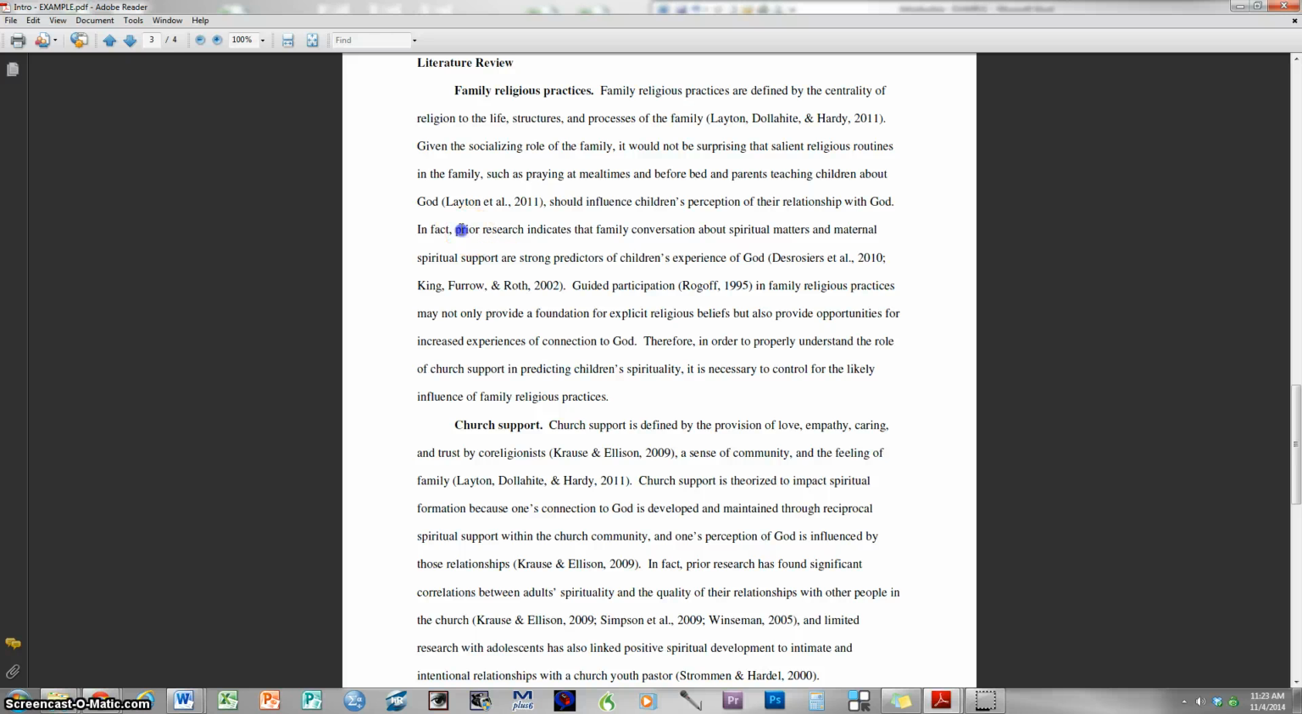Prior research indicates family conversation about God as a strong predictor of children's experience of God. So we have two studies. Guided participation in family religious practices may provide a foundation for beliefs and an opportunity for increased experiences of God. So we have theory connecting family experiences to experience of God, and we have literature making this connection.